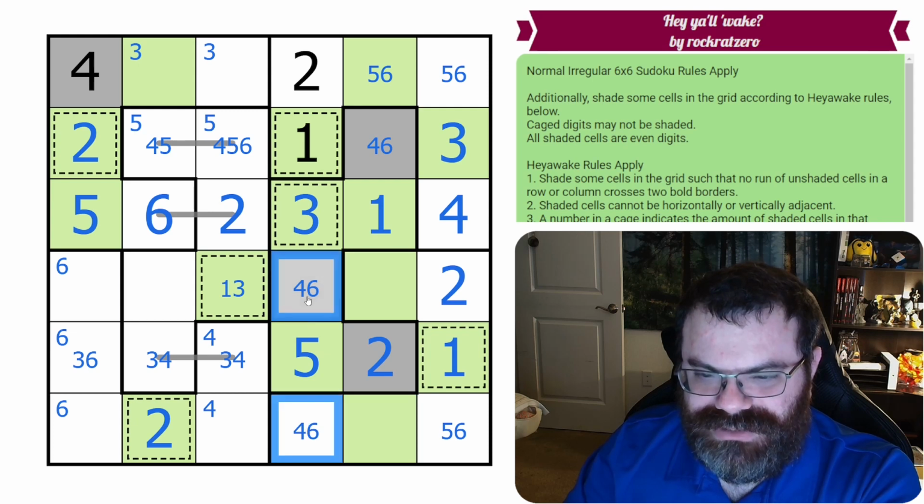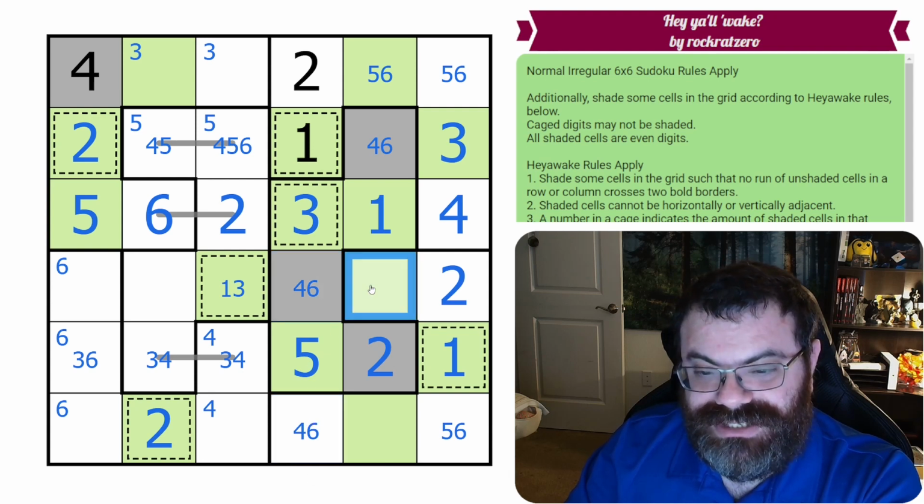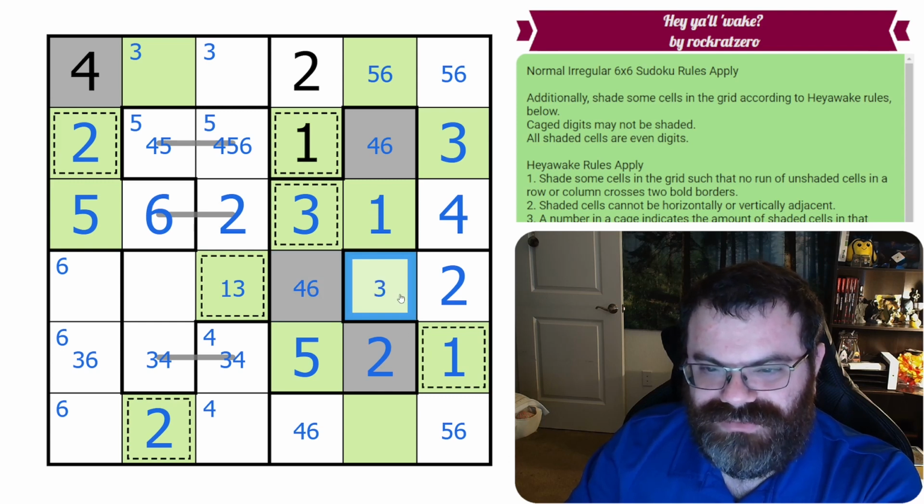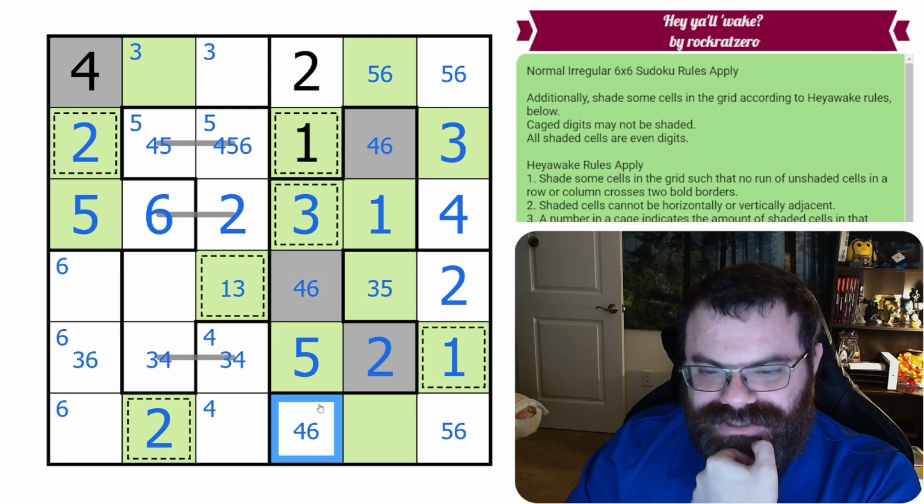This is a 4-6 pair. This 4-6 pair is interesting because of the irregular, right? It sees this cell. This cell can't be 4 or 6. It doesn't work here, I don't think. But it does work here. This can't be 4-6. What can it be? It can't be 1-2. Could be 3. It can't be 4. Could be 5. It can't be 6. Okay. I don't know if that's helpful or not, but it's cool.